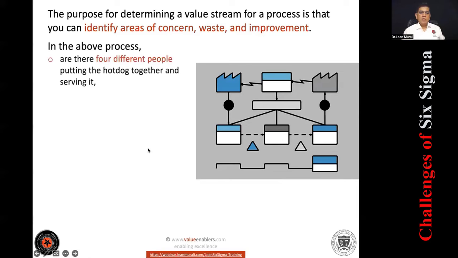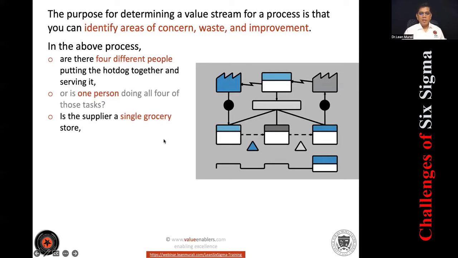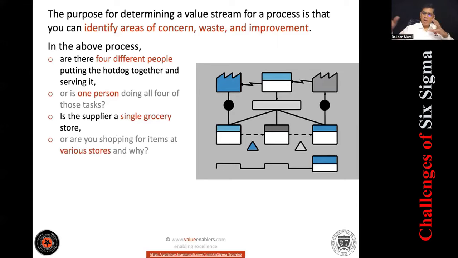Okay. So in the above process, you can ask the questions. Are 4 different people putting the hot dogs together and serving it? Are 4 people used, each one doing the same thing, or can one person do all the 4 tasks? These are the questions we can ask. Is the supplier a single grocery, or do you have items from various stores? All of it will make a difference, right? All of them will make a difference. How many of you agree? Just type agree in the chat box. Different ways of doing business, right? Different way of doing a process. All of you will be different, right?